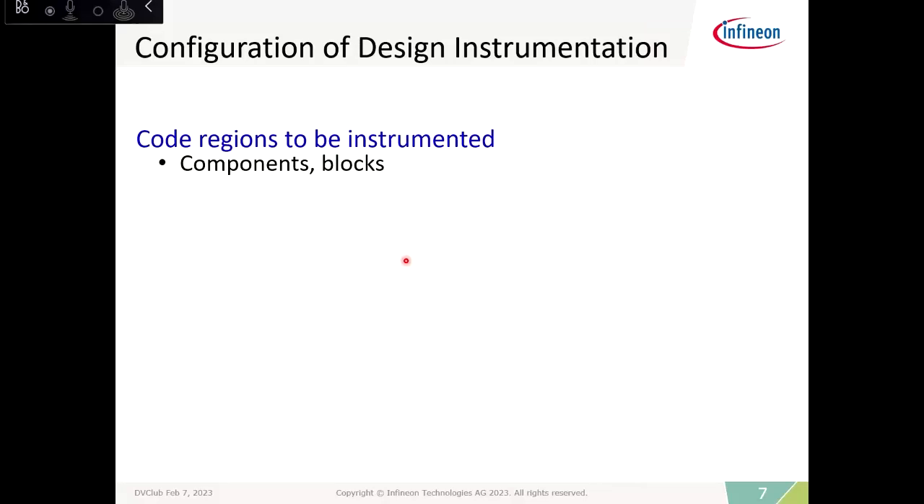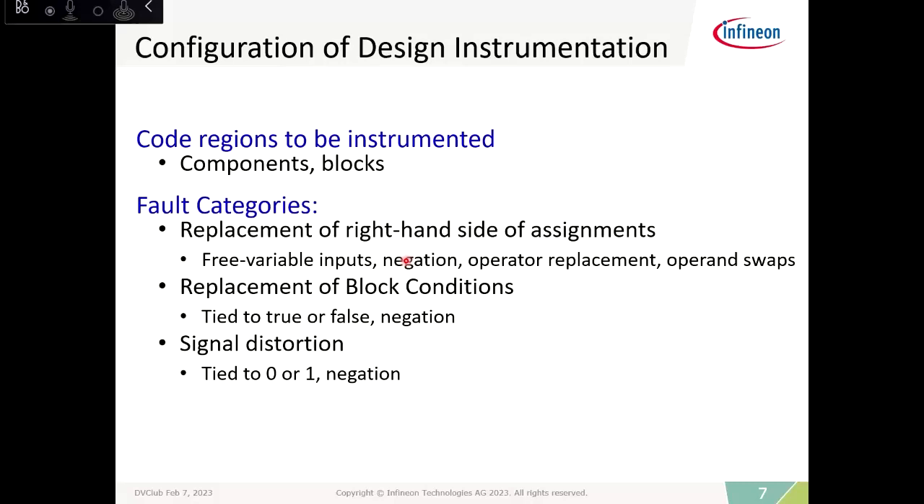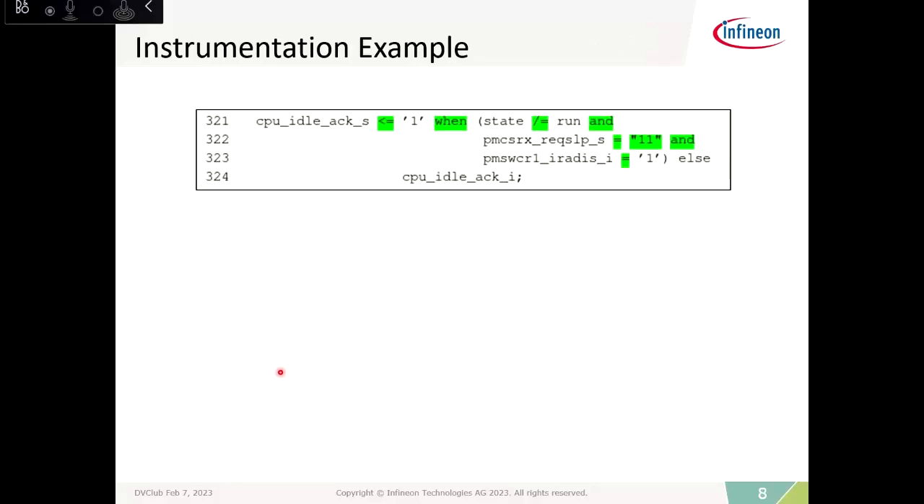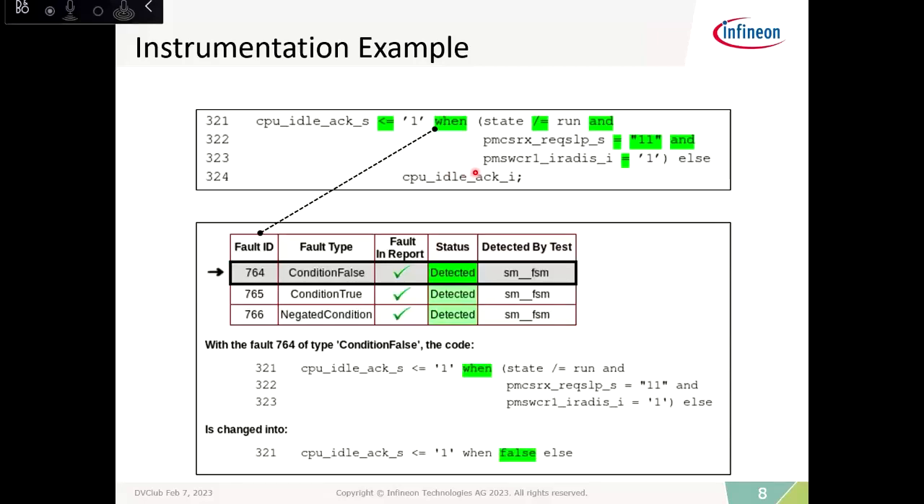For instrumentation, Certitude allows code regions, fault categories, and density to be configured. In addition to code-based mutations, stuck-at faults or negation can be instrumented for signals. This example shows a concurrent assignment with several faults injected, one explicitly shown in the lower snippet. For each fault, the effect is displayed on demand in a human-readable way, like in the example where a when condition is replaced with false. The extra window also lists the properties which have detected the faults injected in a sub-expression.